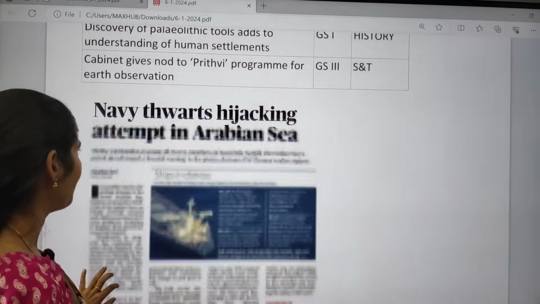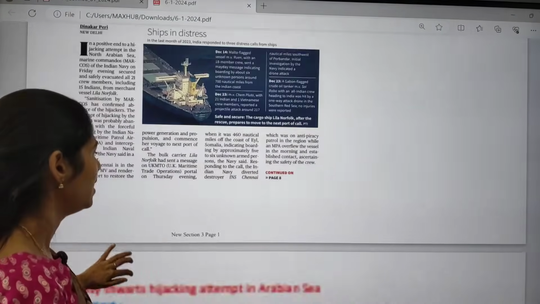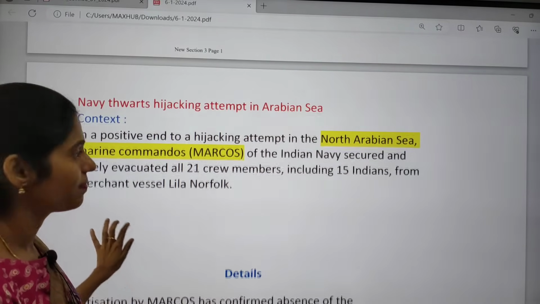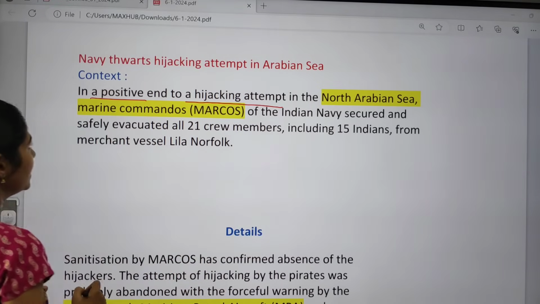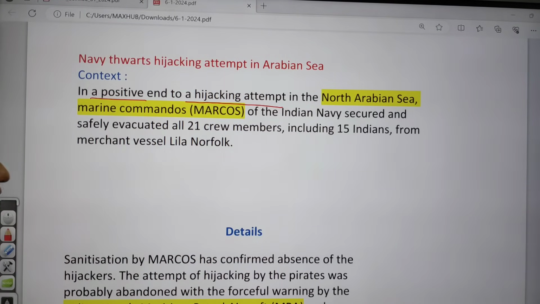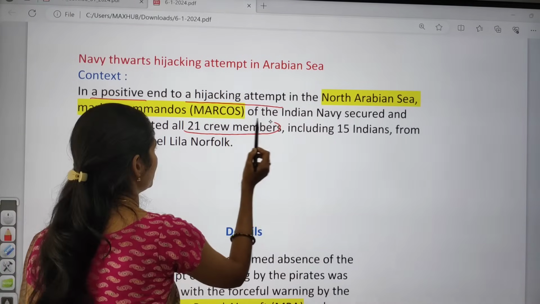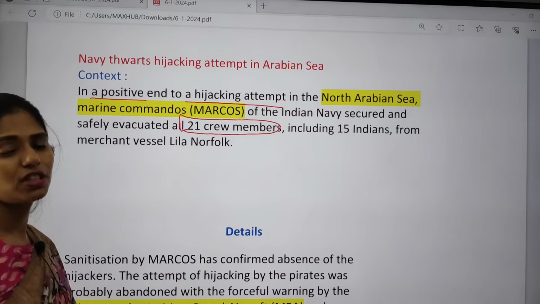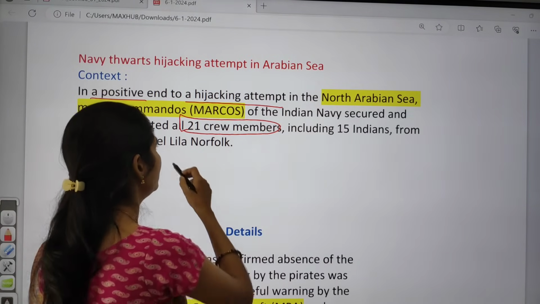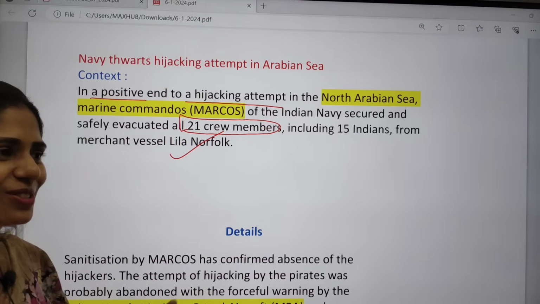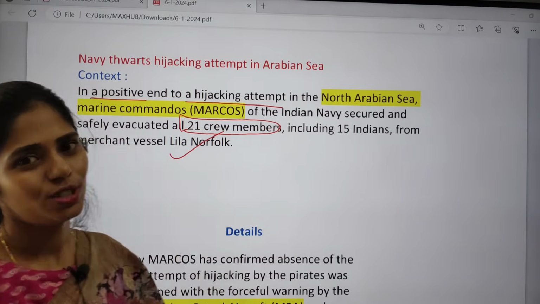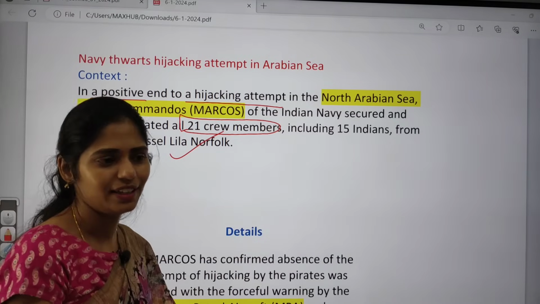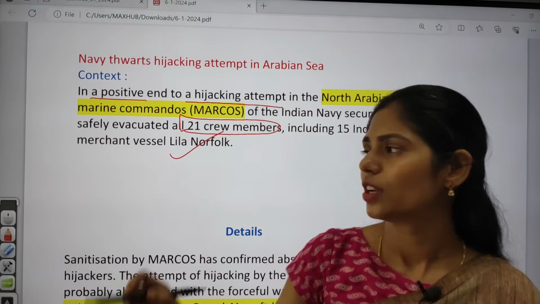Okay, so the first topic is about the hijacking attempt in the Arabian Sea. Here we are going to see about piracy. In a positive end to a hijacking attempt in the North Arabian Sea, marine commandos of the Indian Navy secured and safely evacuated 21 crew members. Out of these 21 crew members, 15 were Indians. Finally, we rescued that ship. So it is a success of the Indian Navy. A great clap to the Indian Navy, who did a very important thing and rescued this ship.